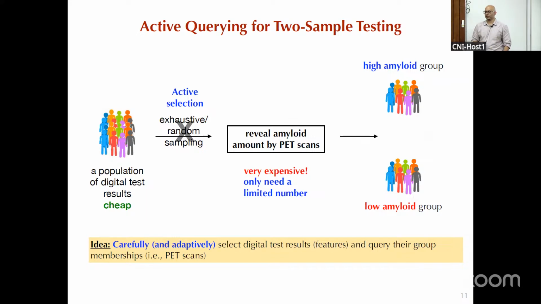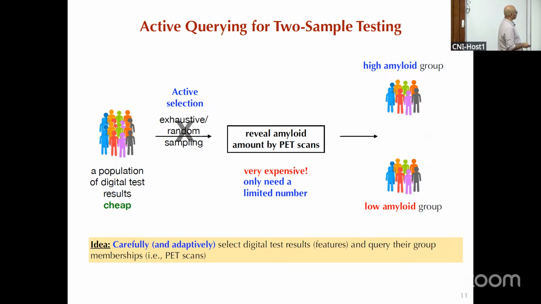I guess the P distribution in your two-sample test is the distribution of your cheap test results for the gold standard positive group. Exactly. And the Q is the distribution of samples of your cheap test for the negative guys. Okay. And if your featureization or the digital test outcomes do not respect this high and low amyloid group partition, then you cannot do the two-sample test. But if they do, then you can, right? That's the point. Yeah, exactly. Great question. Cool. Any other questions?